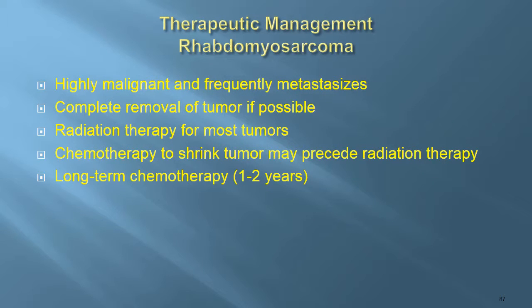Rhabdomyosarcoma is highly malignant and frequently metastasizes. Complete removal of the tumor is important. Radiation therapy is used for most tumors. Chemotherapy may be used to shrink the tumor, and it may precede radiation therapy. They may be required to take long-term chemotherapy for 1 to 2 years.